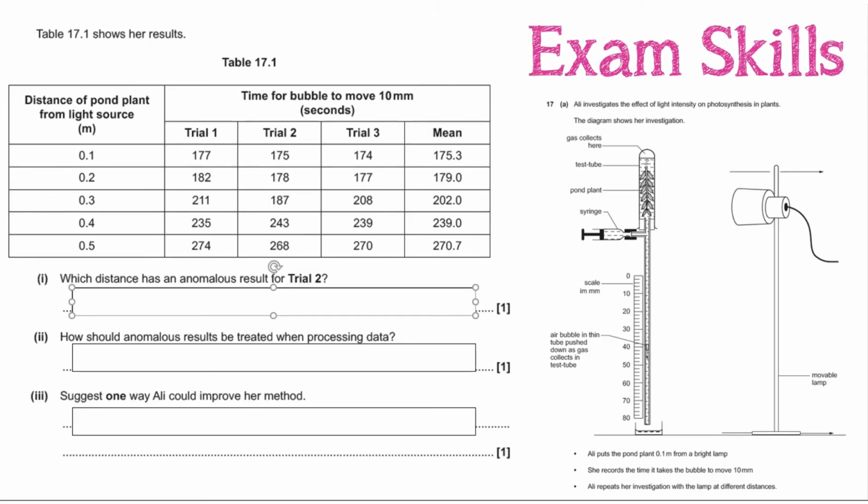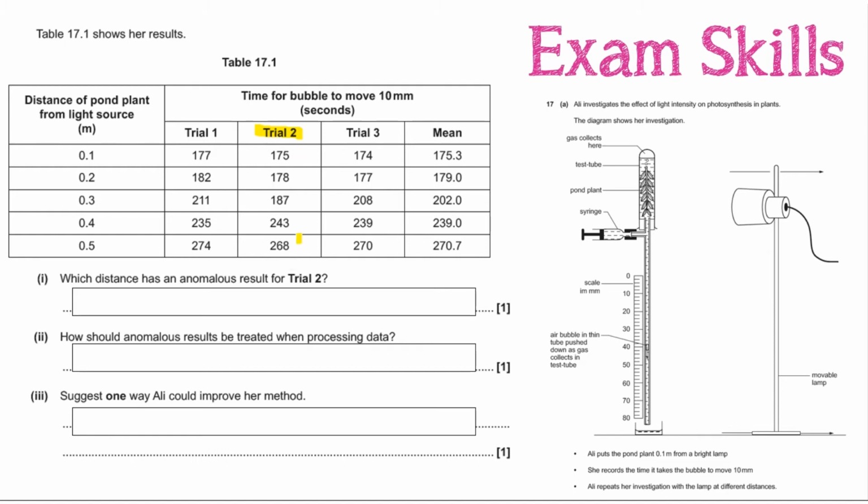So if we now have a little look and see what we've got in terms of the results, we can see here the table of results. What we need to look at first of all is which distance has an anomalous result for trial 2. So first thing, come straight to trial 2 and then have a little look down. As we can see, 0.1 to 0.2, we've gone from 175 to 178. Then from 0.2 to 0.3 it's gone to 187, then to 243 and then to 268.